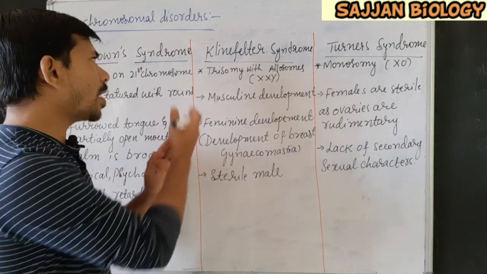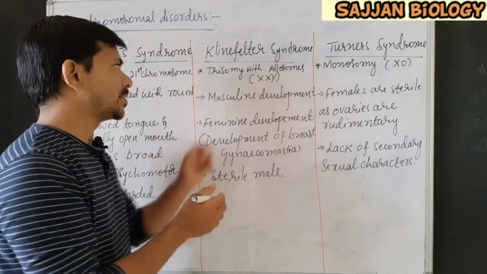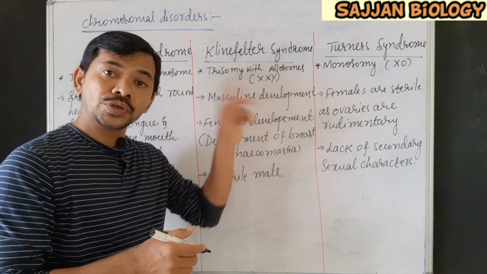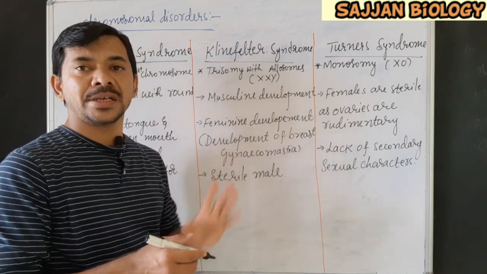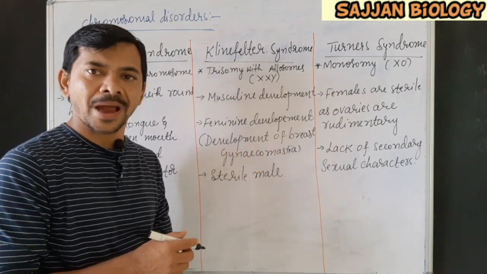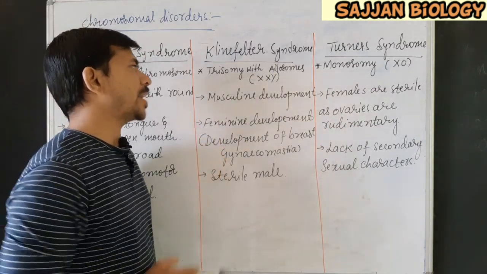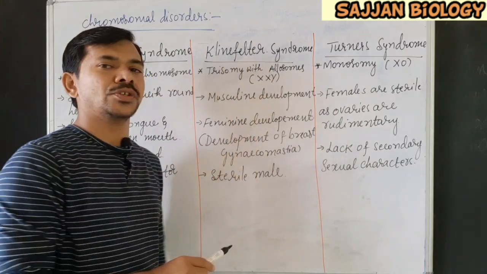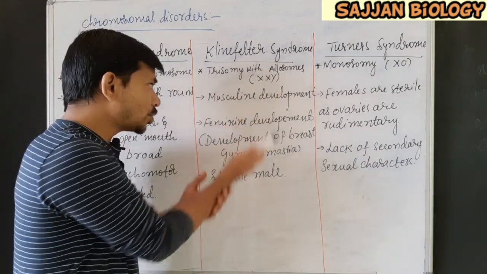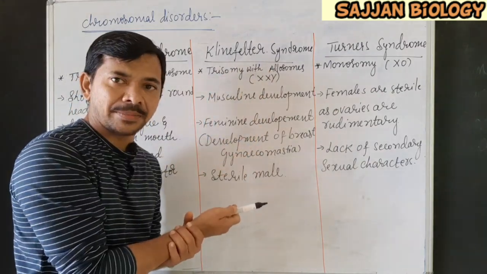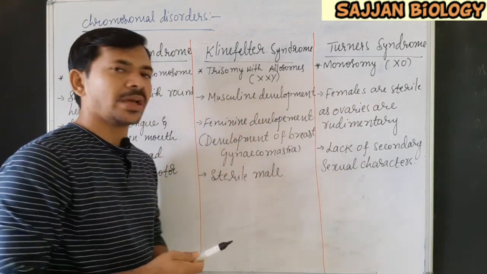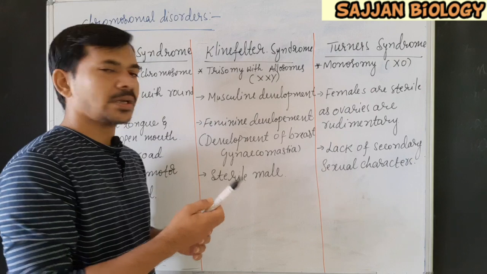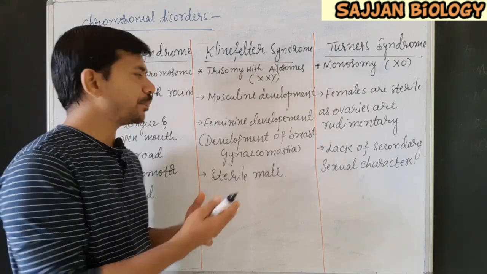Then, what does Klinefelter syndrome explain? This is also called a trisomy condition, but in the allosomes an additional extra copy of the X chromosome is added, so we call it trisomy with allosomes. Then Klinefelter syndrome occurs. What are the characteristics that can be seen? The first one is masculine development, which is nothing but muscle development.